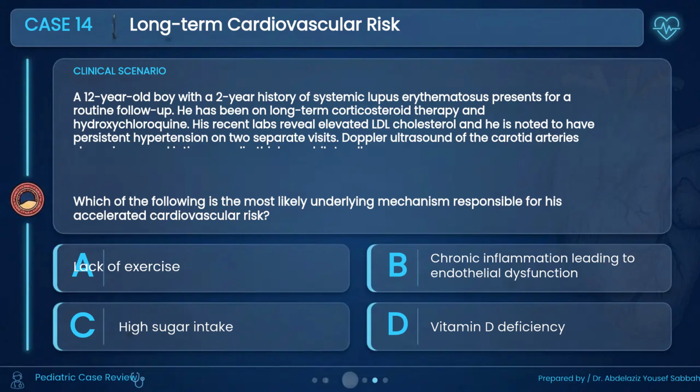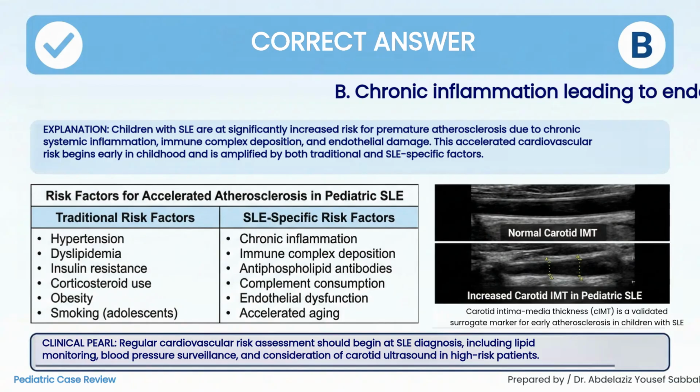Option A, lack of exercise. Option B, chronic inflammation leading to endothelial dysfunction. Option C, high sugar intake. Option D, vitamin D deficiency. The correct answer is option B, chronic inflammation leading to endothelial dysfunction.